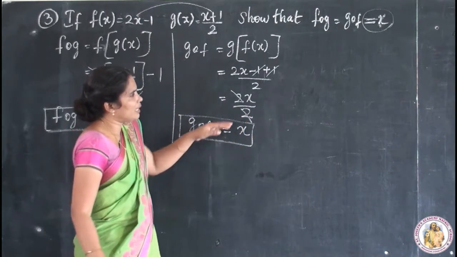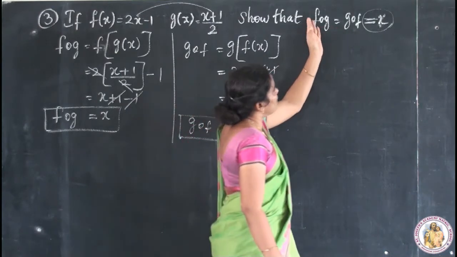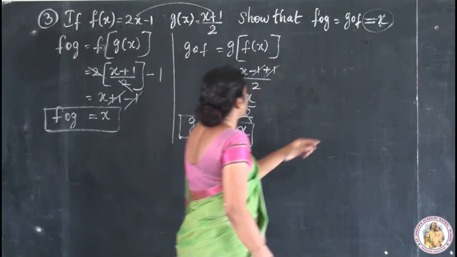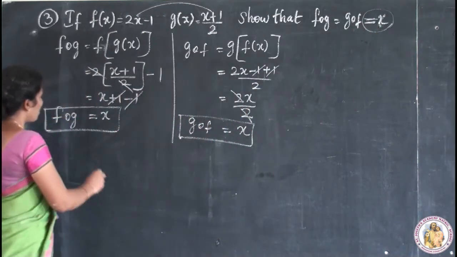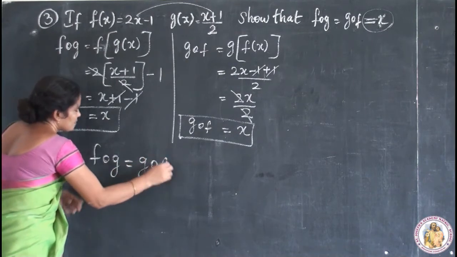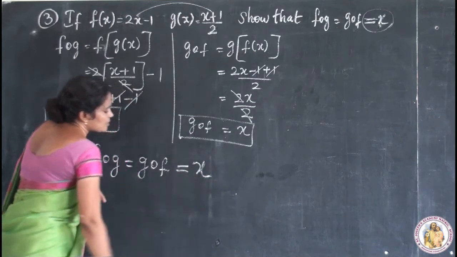As I told you earlier, f of g will be equal to g of f, and actually f of g is equal to g of f is equal to x. Here you can see f of g is equal to g of f, and both we have x.